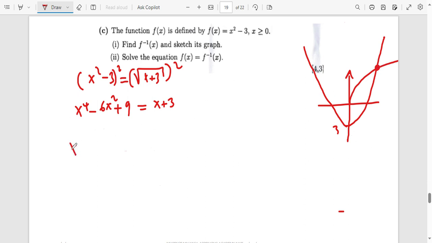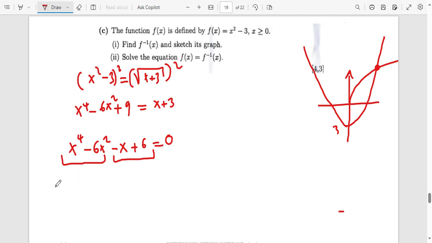Okay, so it says x to the power 4 minus 6x to the power 2 minus x. If 3 goes this side, it will be 9 plus 3, which is what? That is a positive 6 is equal to 0. So it's the equation that we want to solve. I'll get the first 2 and the other 2 and factorize them.